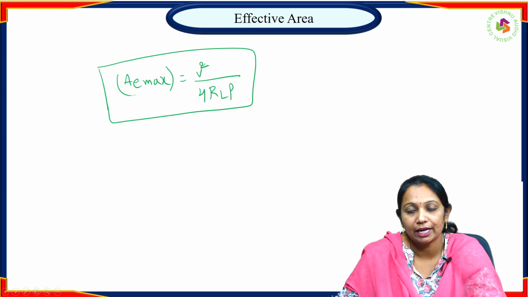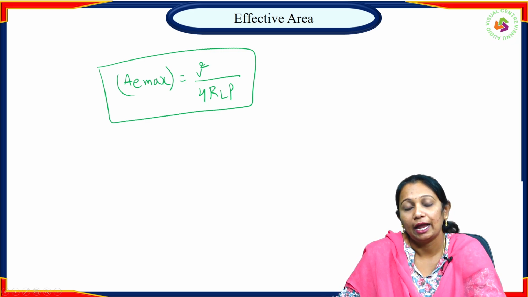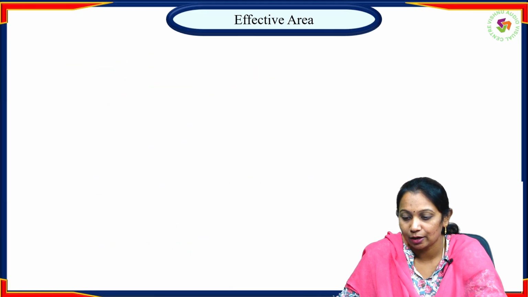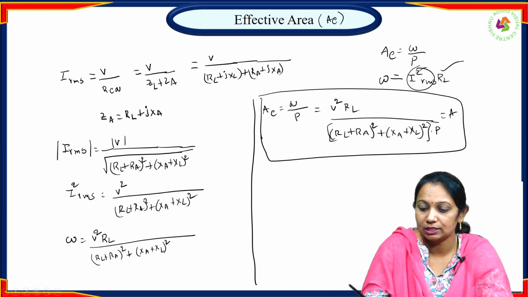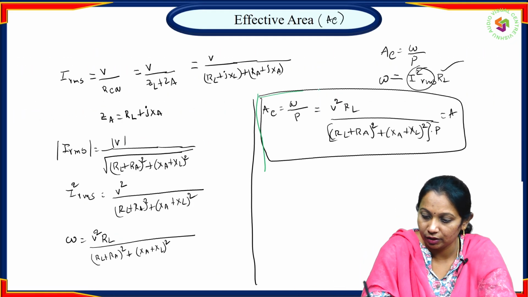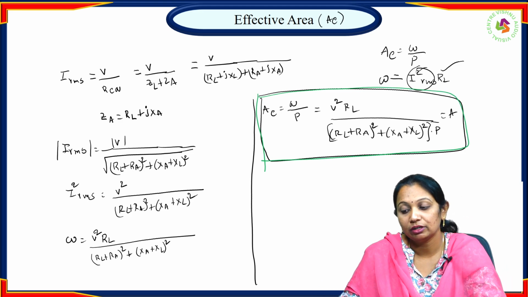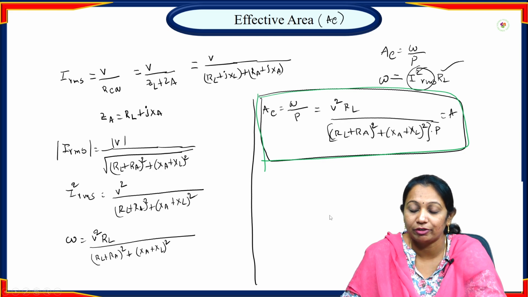In the generalized expression, if you consider the radiation resistance, losses and the antenna resistance also, then the expression will be V square by RL plus RA whole square. So this is the expression. We consider all the parameters to calculate the effective area, or else we want to find out the maximum effective area.